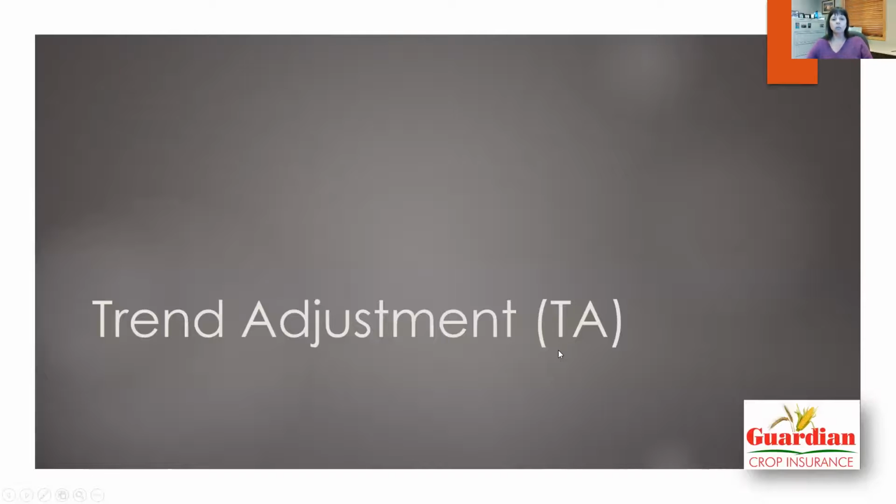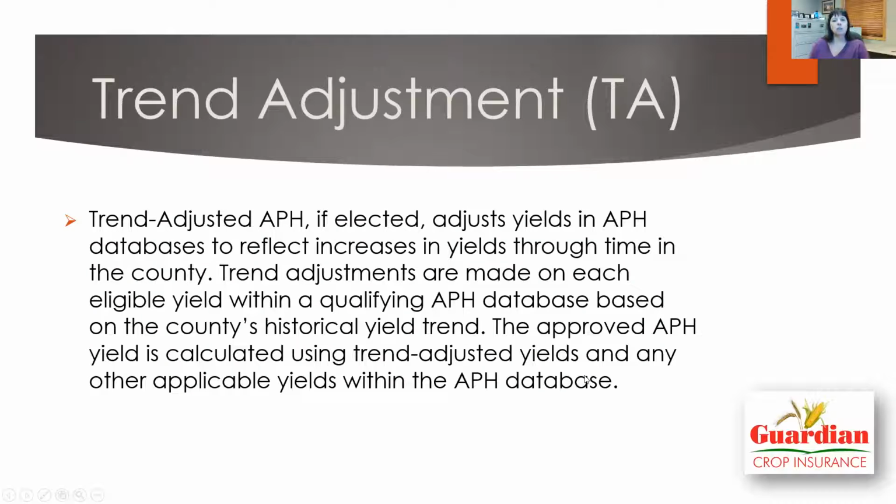Next, we're going to go into the trend adjustment. The trend adjustment, a trend adjusted APH, if elected, adjusts yields in your APH databases to reflect increases in yields through time in the county. Now, many of you know that something 10 years ago probably would yield a lot better now based on seed technology and farming practices than it did 10 years ago. And now you're stuck with that yield in your history.